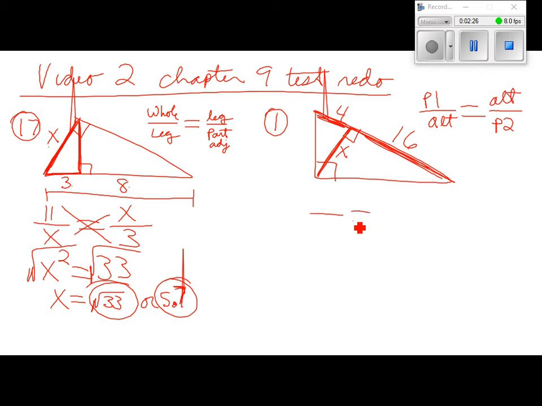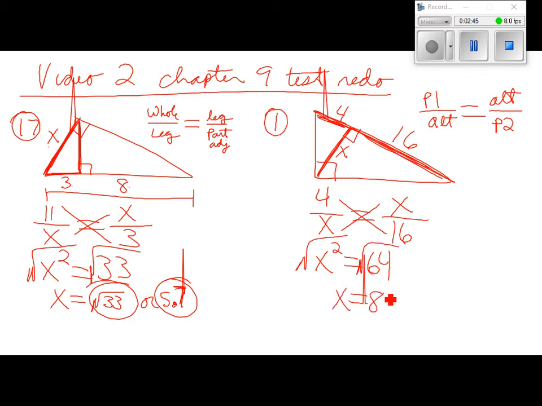So when we go to set up this proportion, I'm going to put 4 on top right here. X is our altitude, goes in both those spots, and then the other part of the hypotenuse is 16. Cross multiply, I end up with x squared equals 64. Take the square root, you end up with x equals 8. So that altitude in this picture is 8.